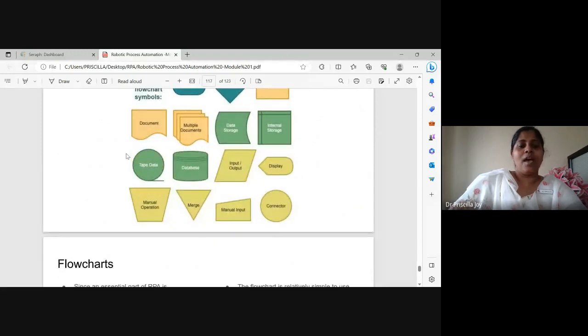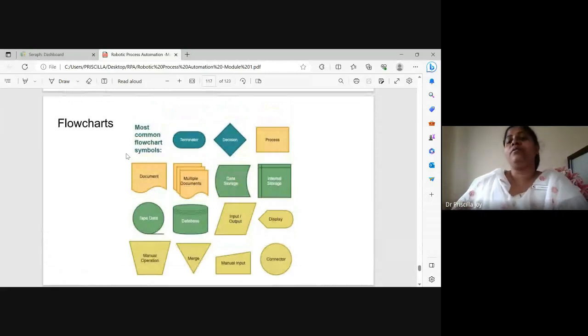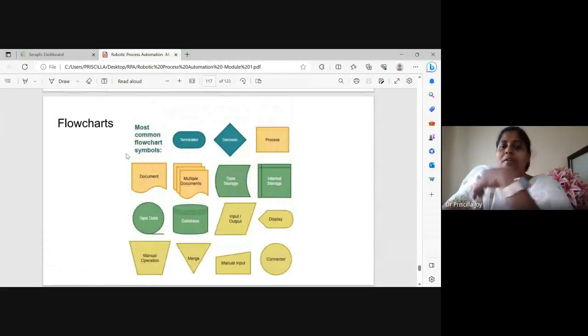In addition to that, we'll have flow charts. Normally we know about flow charts. It is the flow in which the product or some process needs to proceed. For making flow charts we'll have as many symbols as we know. We'll have terminators: the start and the terminator have the same symbol. Then for decision making, we'll have this diamond decision box. Then we'll maintain the process, document, multiple documents, data storage, internal storage. Then for tape data, we'll have this database representation.